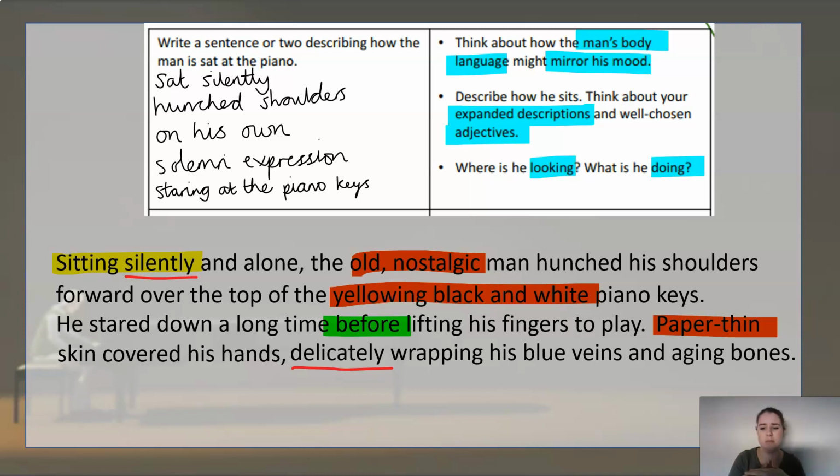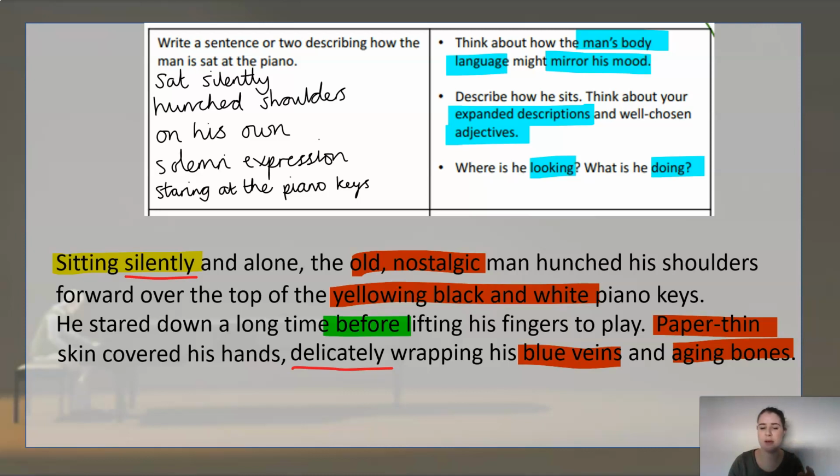So that idea of having paper thin skin, you've got to almost link the adjective so that it's appropriate to the words that we're explaining. So obviously the skin is very delicate, isn't it? Because it's very paper thin. And I've included my additional adjectives of blue veins and aging bones. So that aging part there links again to the idea of his age and how old he is, so that we link back to how long he's been reminiscing back in the past.